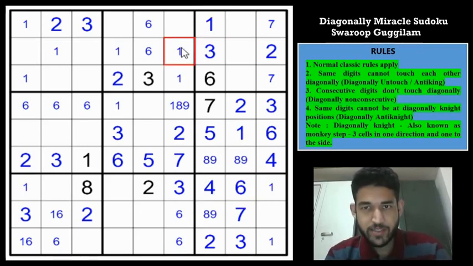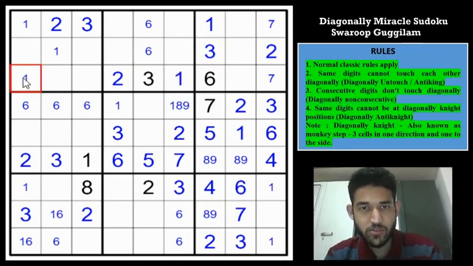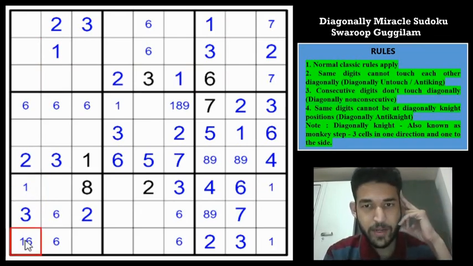And this one eliminates this one diagonally touching, and also this one a monkey step away. So we get the 1 now. We are quickly resolving the 1s now, right? So this would be a 1, and this eliminates the 1 from here. 1 must go into one of these 2 cells, right?